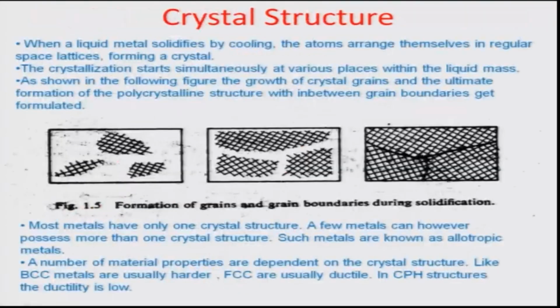Having said that, now let us look a little more into what this crystal structure is ab initio and how it gets started or formulated. The atom is always, as you know, in a flowable state, and in a liquid metal the atoms have very little bonding because of the high thermal or kinetic energy of the atoms with respect to each other. So as this liquid metal solidifies by cooling, the atoms arrange themselves in regular space lattices, forming the crystal.